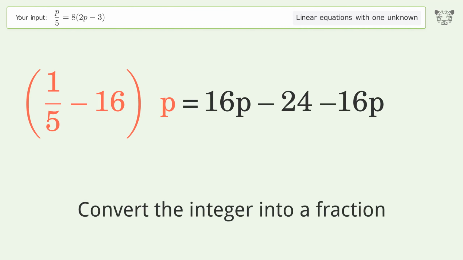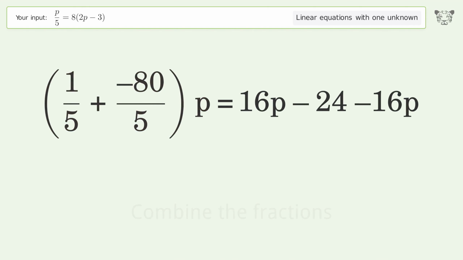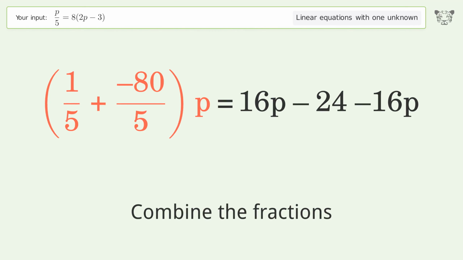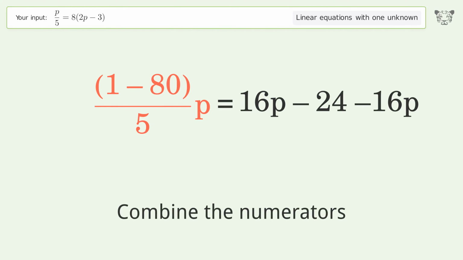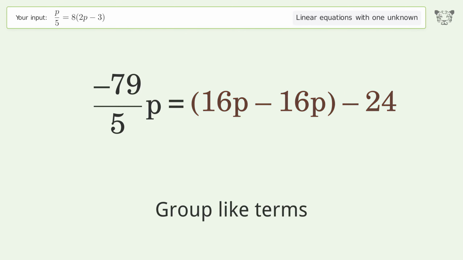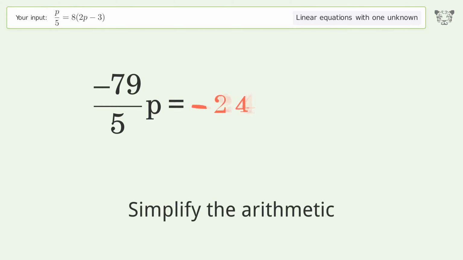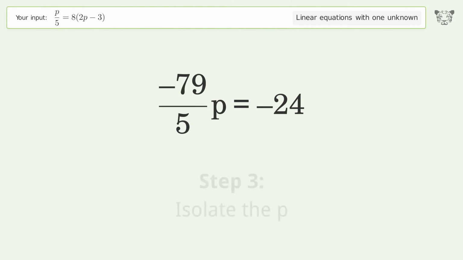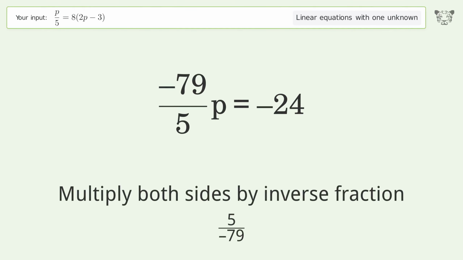Convert the integer into a fraction. Combine the fractions. Combine the numerators. Group like terms. Simplify the arithmetic. Isolate the p. Multiply both sides by inverse fraction 5/-79.